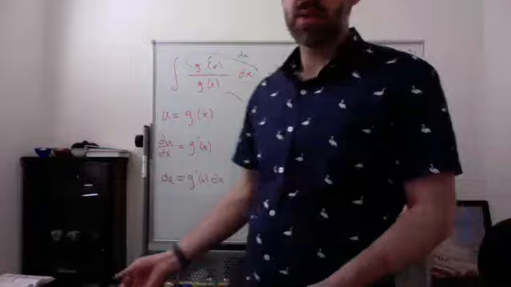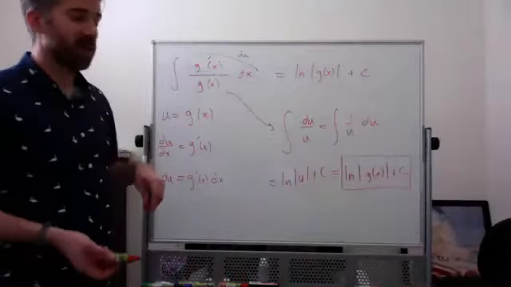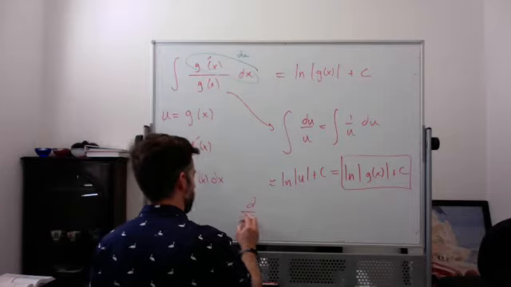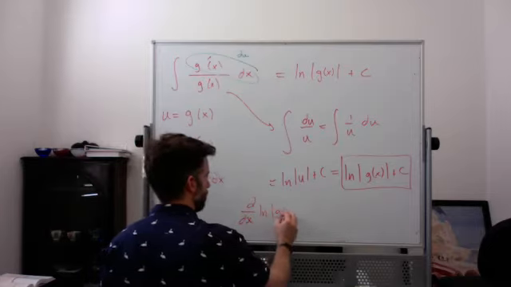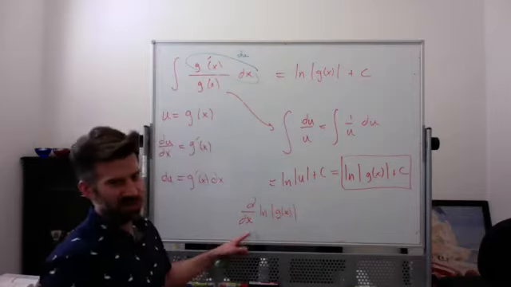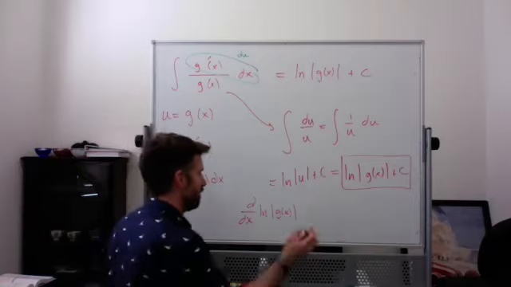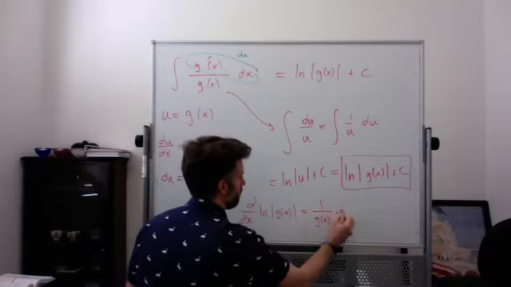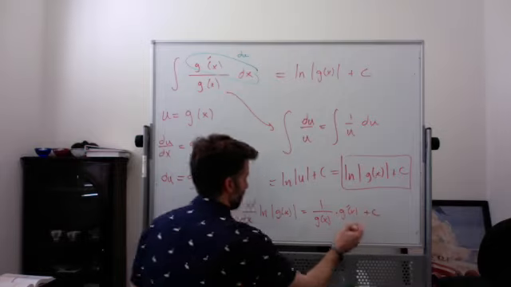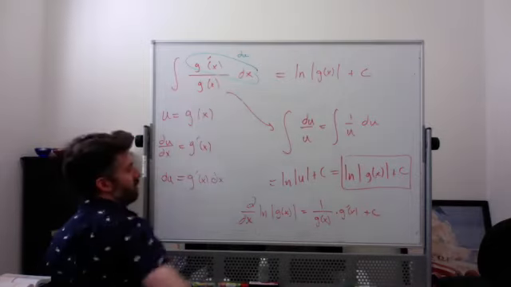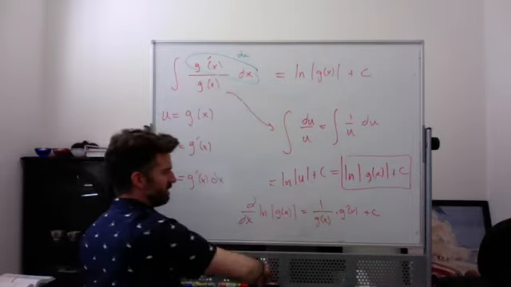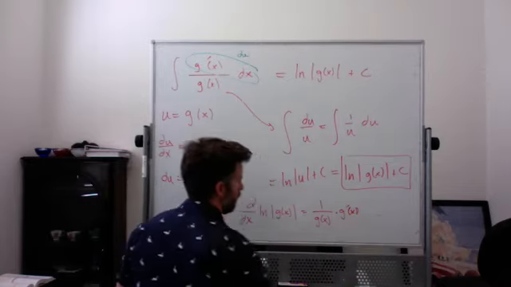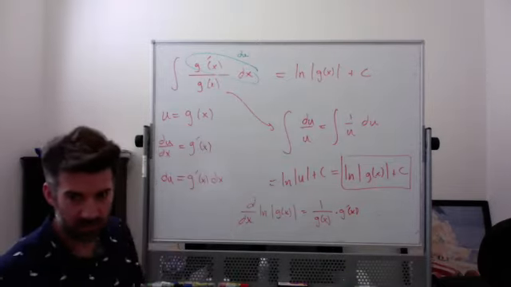And here's how we know it's true. The derivative of the natural log of some stuff, right? If I do the derivative of the natural log of the absolute value of g of x, if you ever have to differentiate this, just ignore the absolute value. You're going to get 1 over the stuff times the derivative of the stuff, which is exactly the function we're starting with inside there. No plus c, that's crazy. Sorry, the derivative of the constant should be 0.